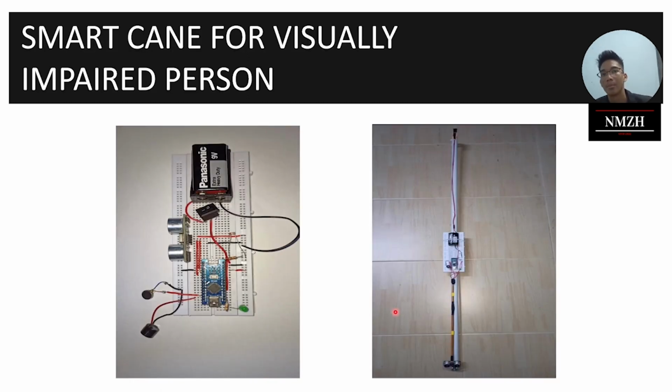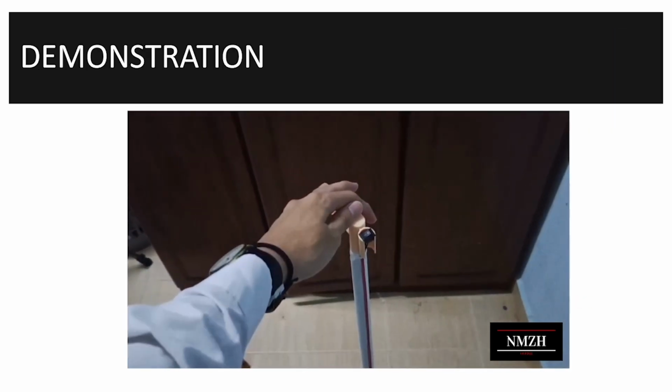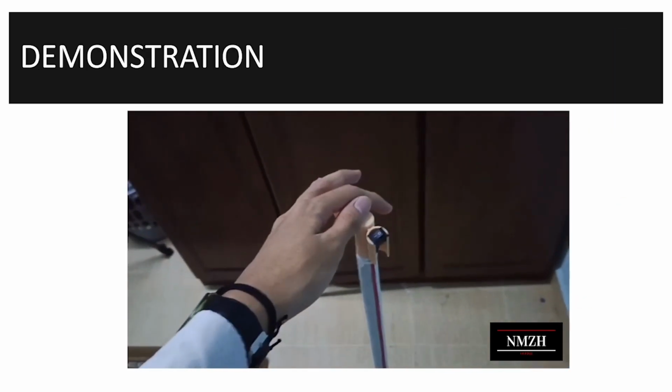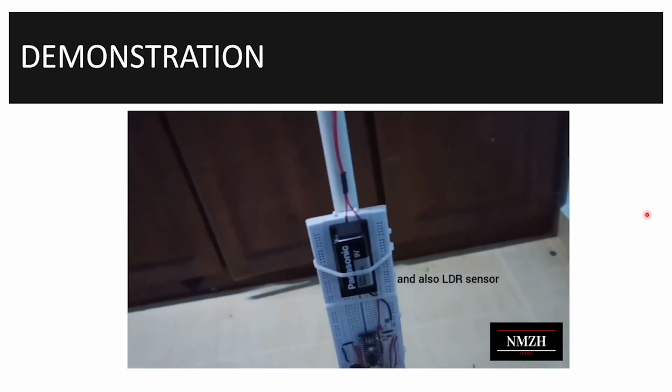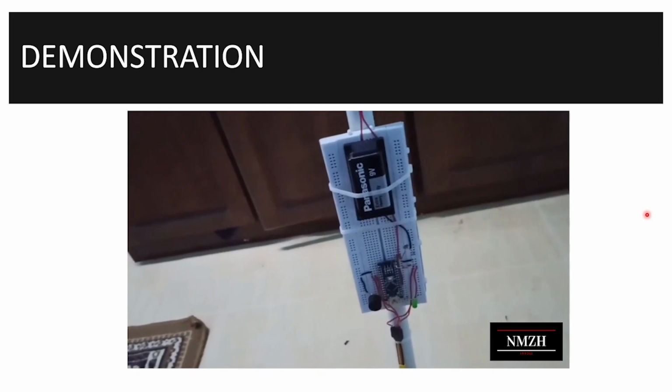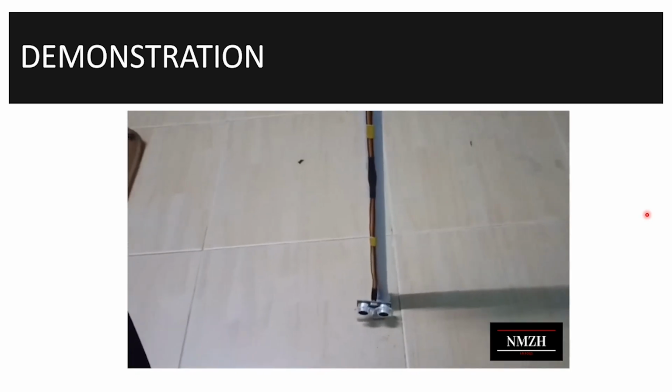For the last slide, I put the final product of my project. The left side is the main circuit, which is almost identical, almost the same with the expected circuit, and the right side is my final product or prototype. So this is the overlook of our products. On off button, power source, Arduino Nano, buzzer, and ultrasonic sensor.